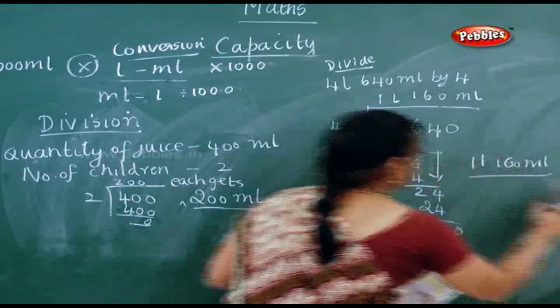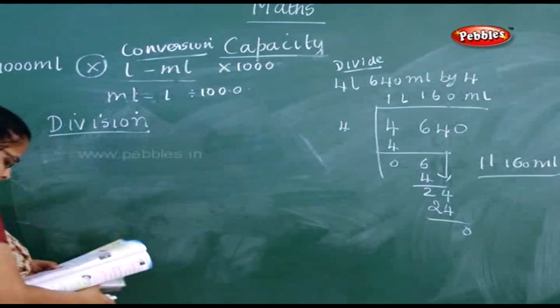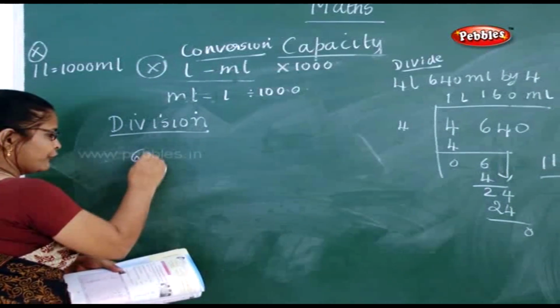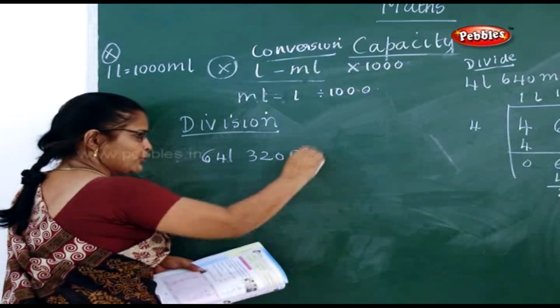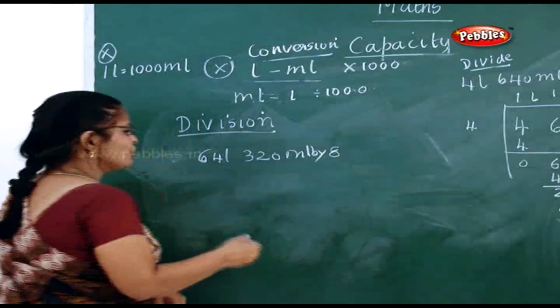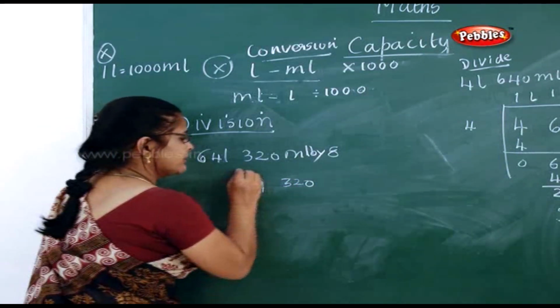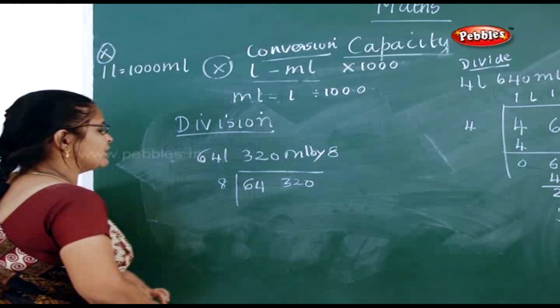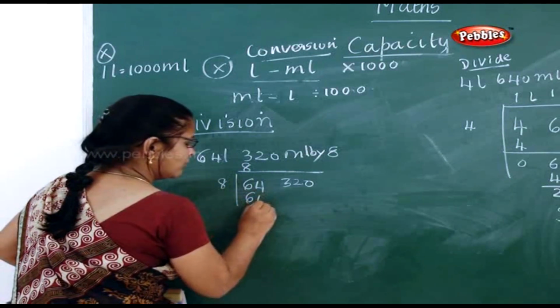Now next sum. 64 liter 320 ml. You have to divide by 8. Now how will you do it? 64 you will write here, 320 you will write here. Immediately you put 8 here. Now what are 8 8s? 8 8s are 64. Okay, right.